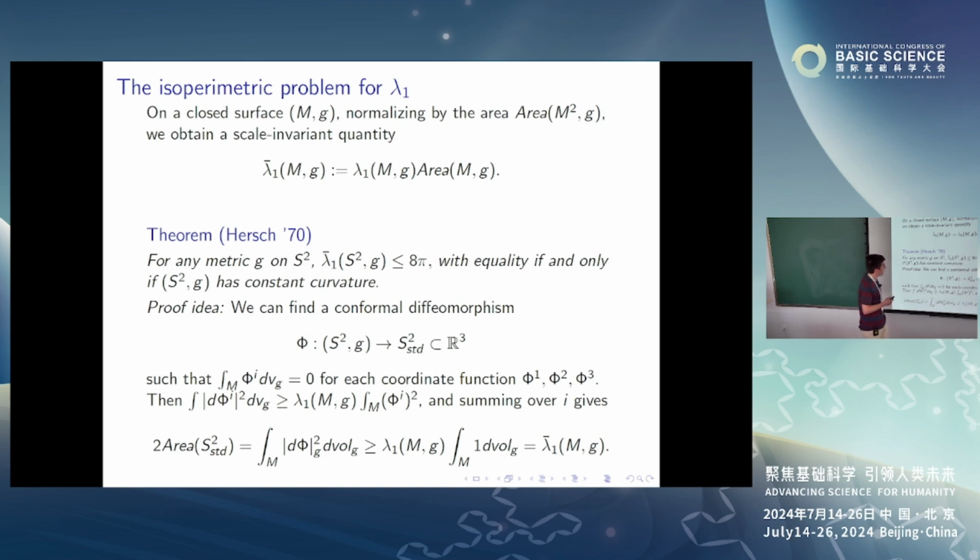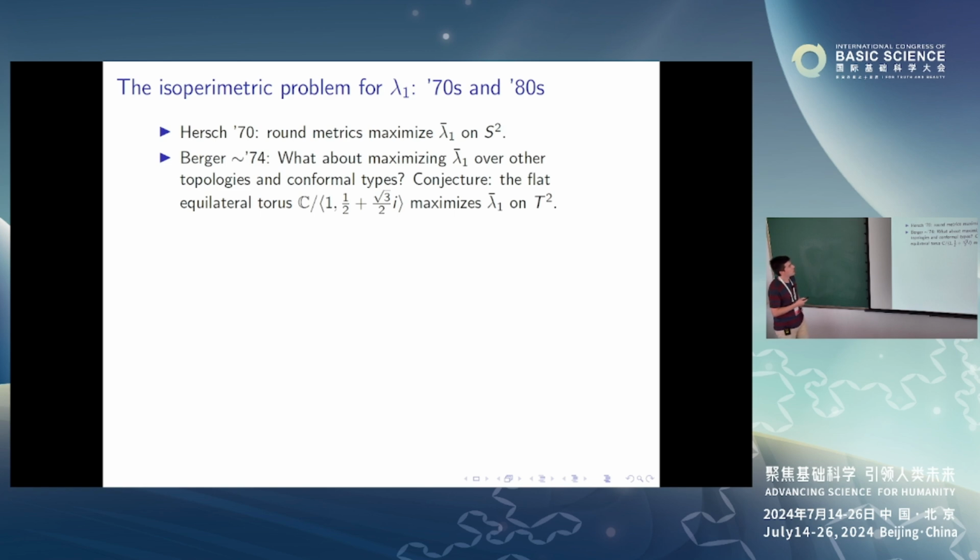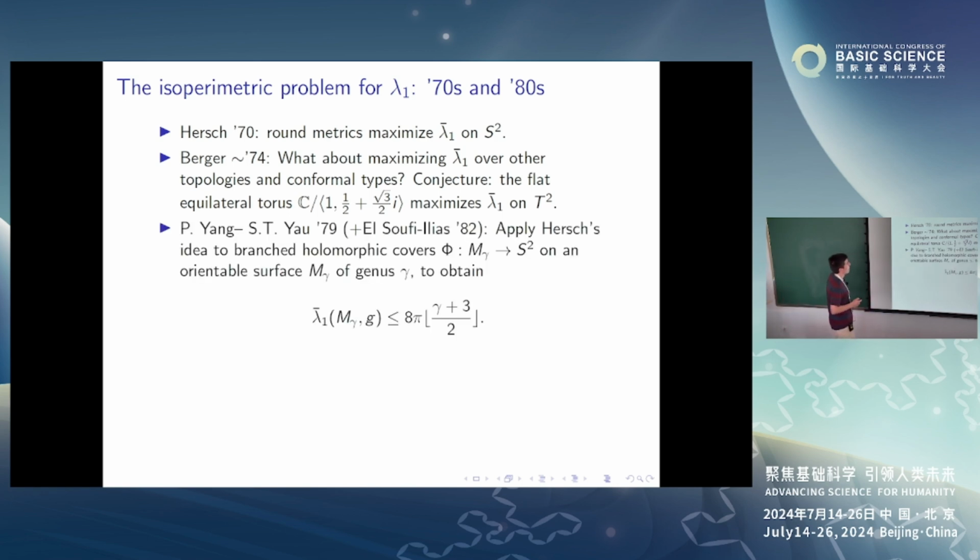And it opened up the sort of beautiful story that was picked up later by Berger. So Berger then begins to ask about what happens if we maximize this lambda 1 bar over other topologies or other conformal types if we want to restrict ourselves a little bit. And so, for instance, by playing around with metrics on the torus, he formulated this conjecture that among all metrics on the torus, the maximizer for this lambda 1 bar should be the equilateral torus. Okay? Which is, maybe not easy, but an exercise to see that at least among flat tori, it's the maximizer. All right.